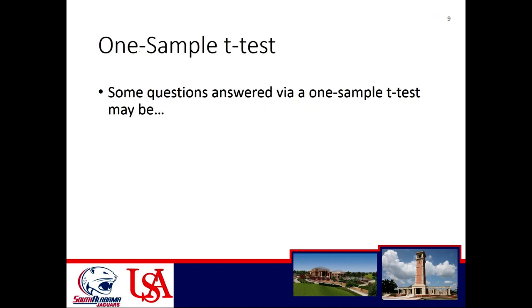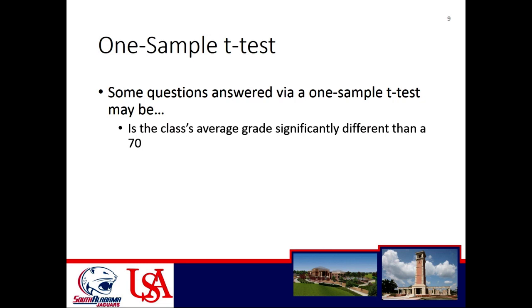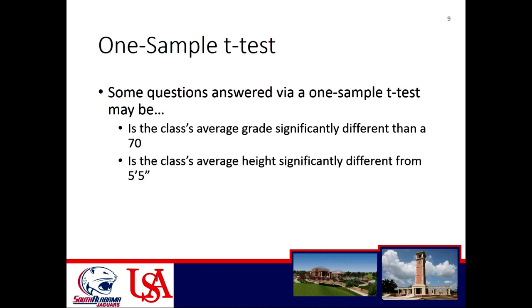Okay. So once again, some questions that might be answered via one sample t-test. I've already said most of these. So is a class's average grade significantly different than a 70? We have a classroom, we measured their grades, and then we want to see if that measured outcome, their grades, is significantly different than a 70. Also, we could test whether the class's average height is significantly different than 5 foot 5 inches.